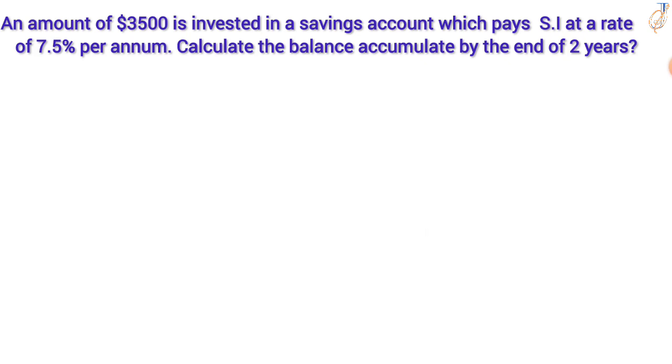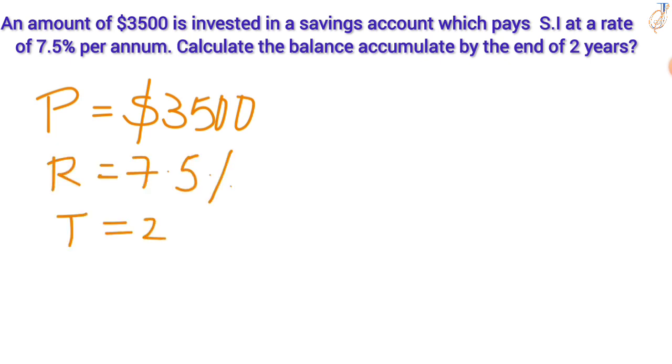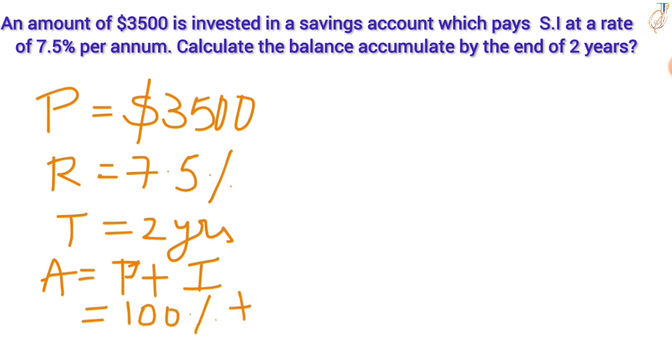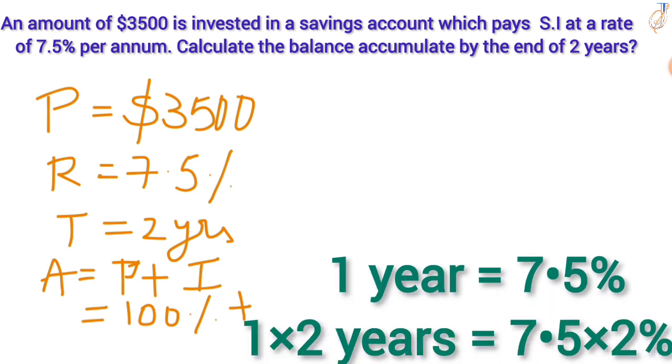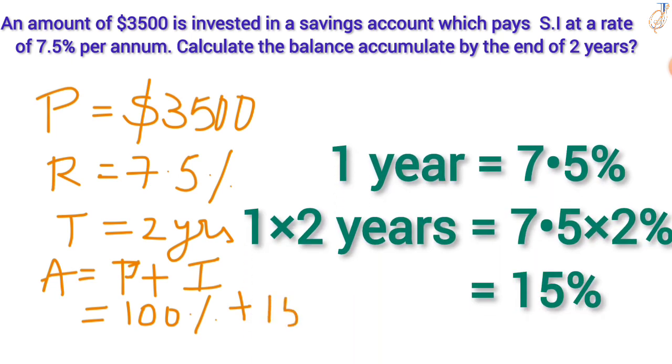An amount of $3,500 is invested in a savings account which pays simple interest at a rate of 7.5% per annum. Calculate the balance accumulated by the end of 2 years. Here they are asking amount. So the given principal value is $3,500 and the time is 2 years. So how can you get the amount? Whenever the principal is added to the interest, you will get your amount. So just consider the principal as 100%. The interest for 1 year is 7.5%, 2 years is 15%.